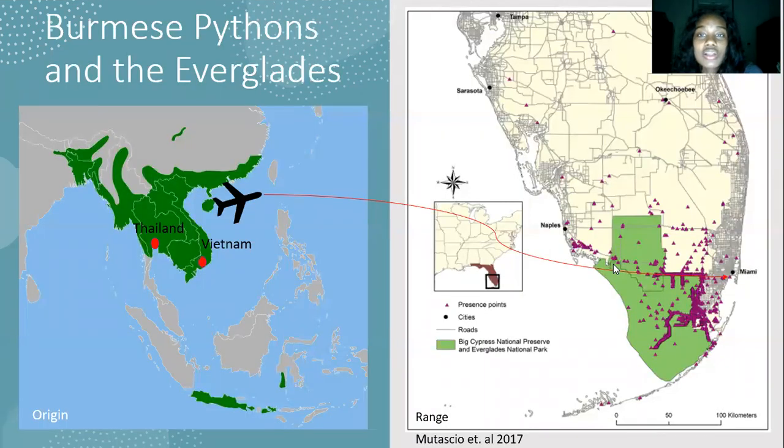In the previous slide, we talked about invasive snakes and learned about why they are such a problem. Now, let's talk specifically about the case of the Burmese pythons in the Everglades. Before we look at these figures, let's talk about Burmese pythons.